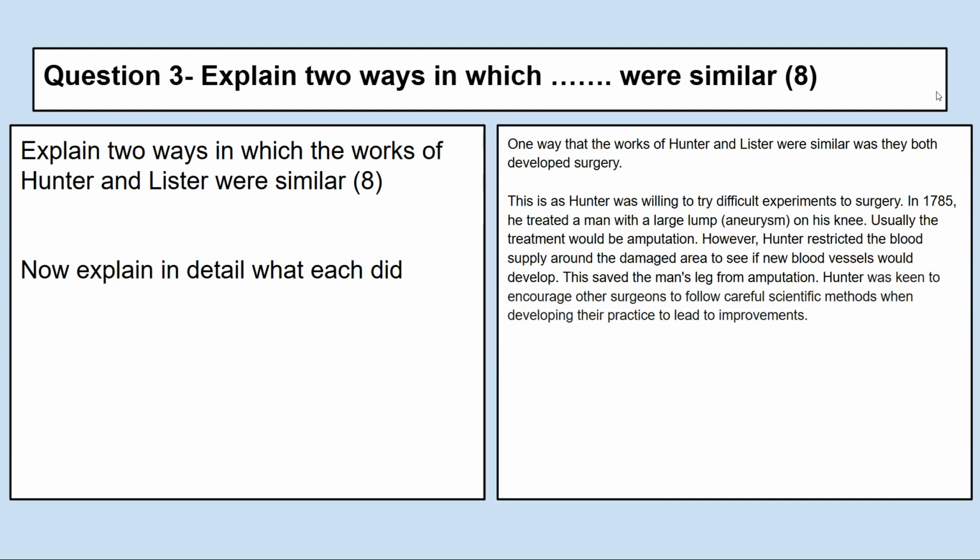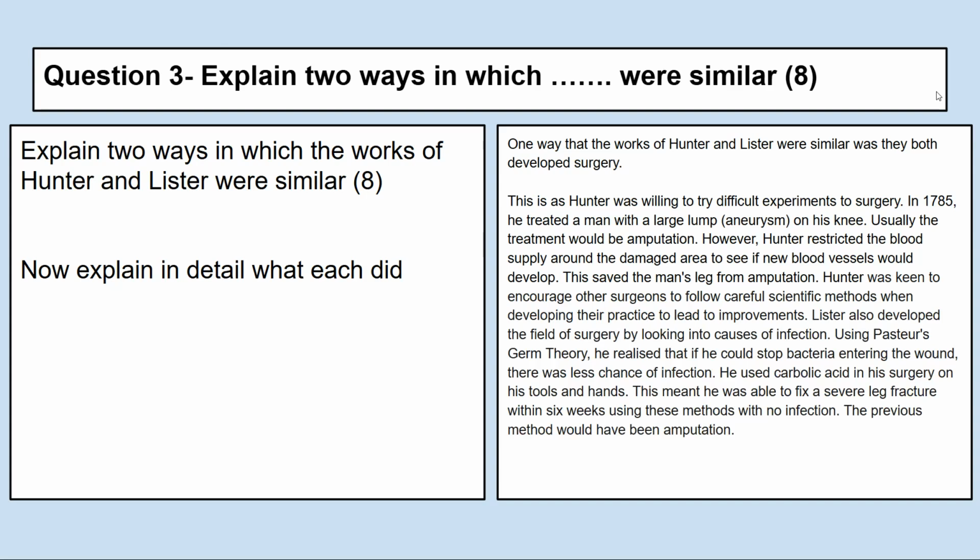Now I need to do the same for Lister. Lister also developed the field of surgery by looking into causes of infection. Using Pasteur's germ theory, he realized that if he could stop bacteria entering the wound, there was less chance of infection. He used carbolic acid in his surgery on his tools and his hands, and this meant he was able to fix a severe leg fracture within 6 weeks using these methods with no infection. And the previous method would have been amputation.